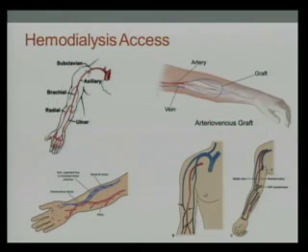So you can see here, you have the subclavian artery, axillary, brachial, radial, ulnar, and then, of course, you have the palmar arch. These are the arteries that are used for fistula creation. This is a distal radiocephalic fistula, so they're taking the cephalic vein and attaching that to the radial artery.